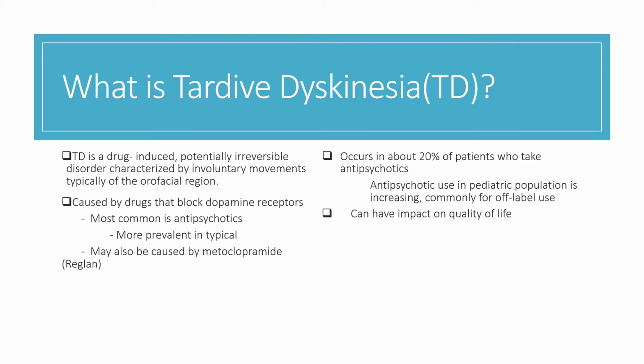However, second generation antipsychotics, or your atypicals, can also cause it because they also block dopamine receptors, at a much lesser affinity. In addition to antipsychotics, we also can sometimes see it caused by metoclopramide, as it blocks dopamine receptors as well. Looking at antipsychotics, since we typically see it in antipsychotics, TD occurs in around 20% of adult patients who take antipsychotics. And antipsychotic use, albeit with second generations primarily, is increasing in our pediatric population.